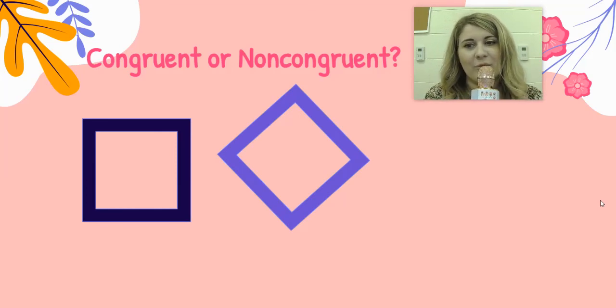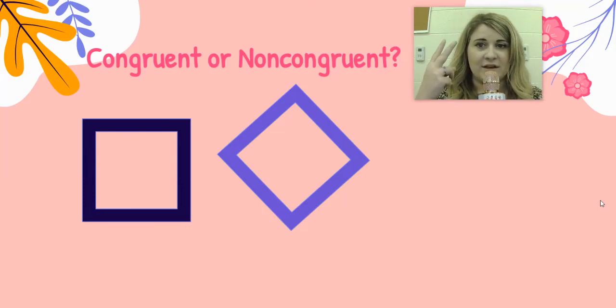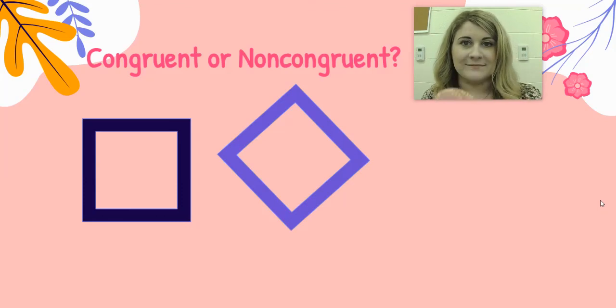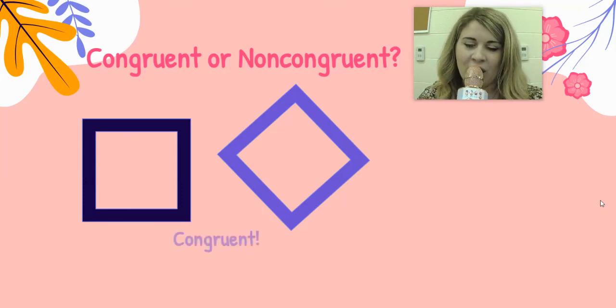Last but not least, we have our two squares. Okay, I have one dark purple square and one light purple square. They are the same shape, but are they the same size? If you rotated that light purple one to stand up on its bottom, they would be the same size. So if they're the same shape and the same size, are they congruent or non-congruent? If you said congruent, you are correct.